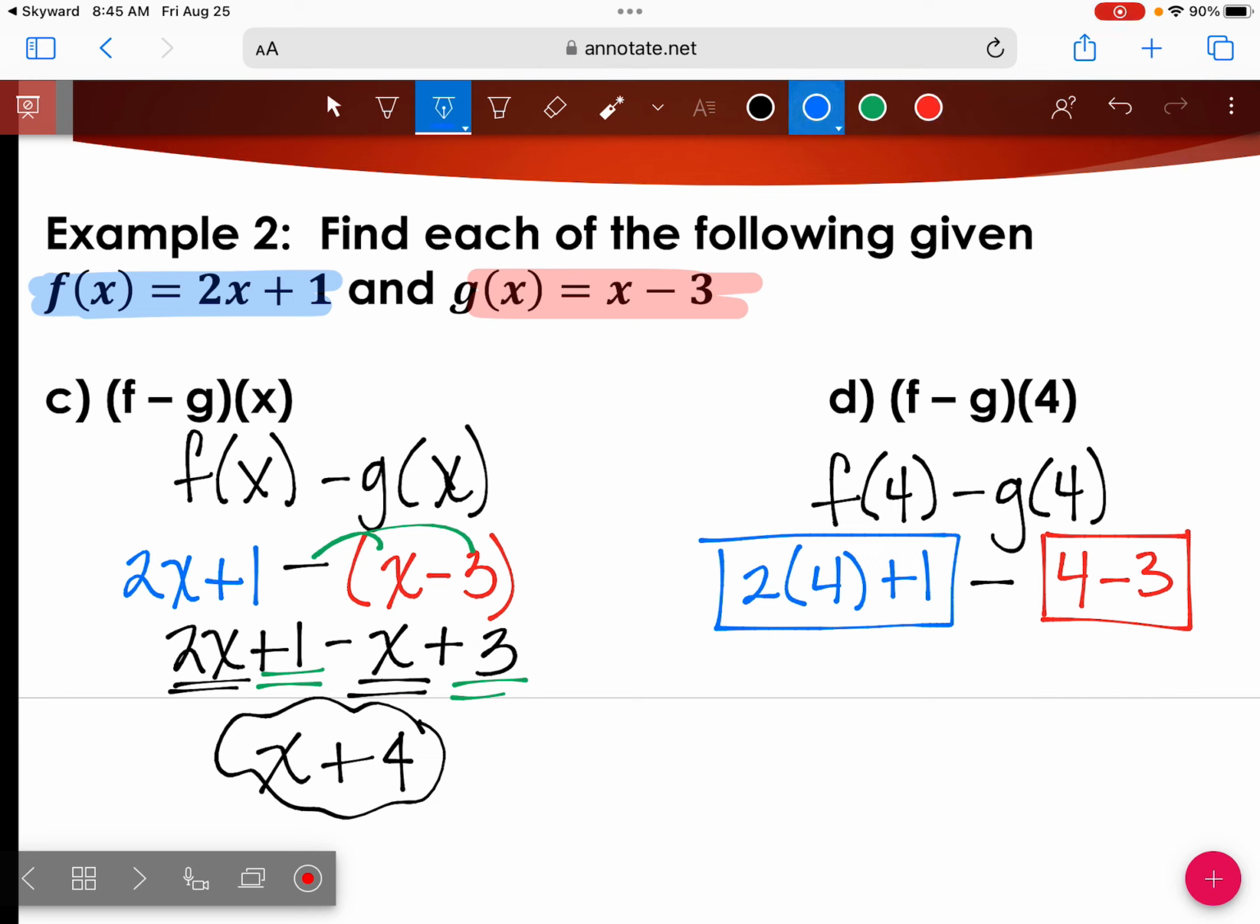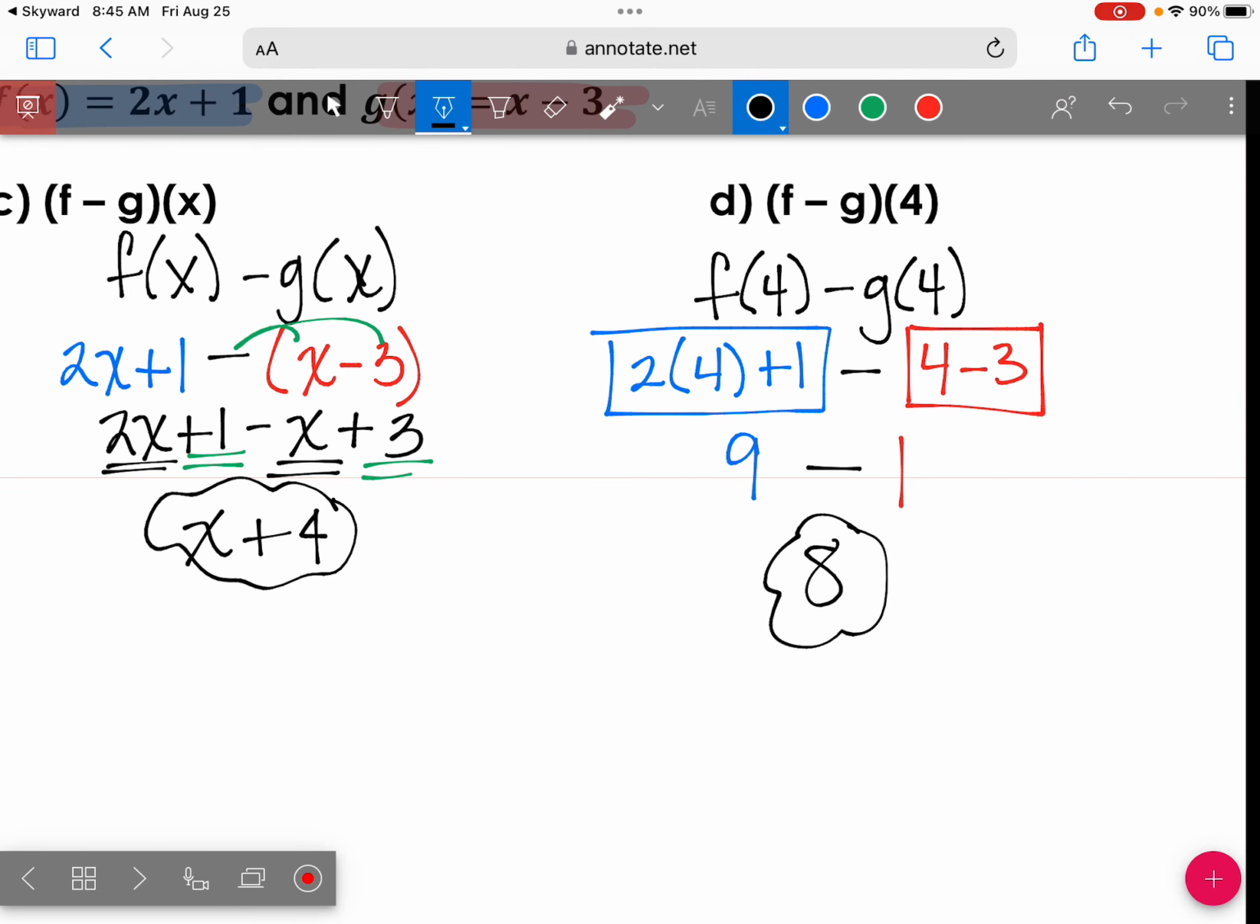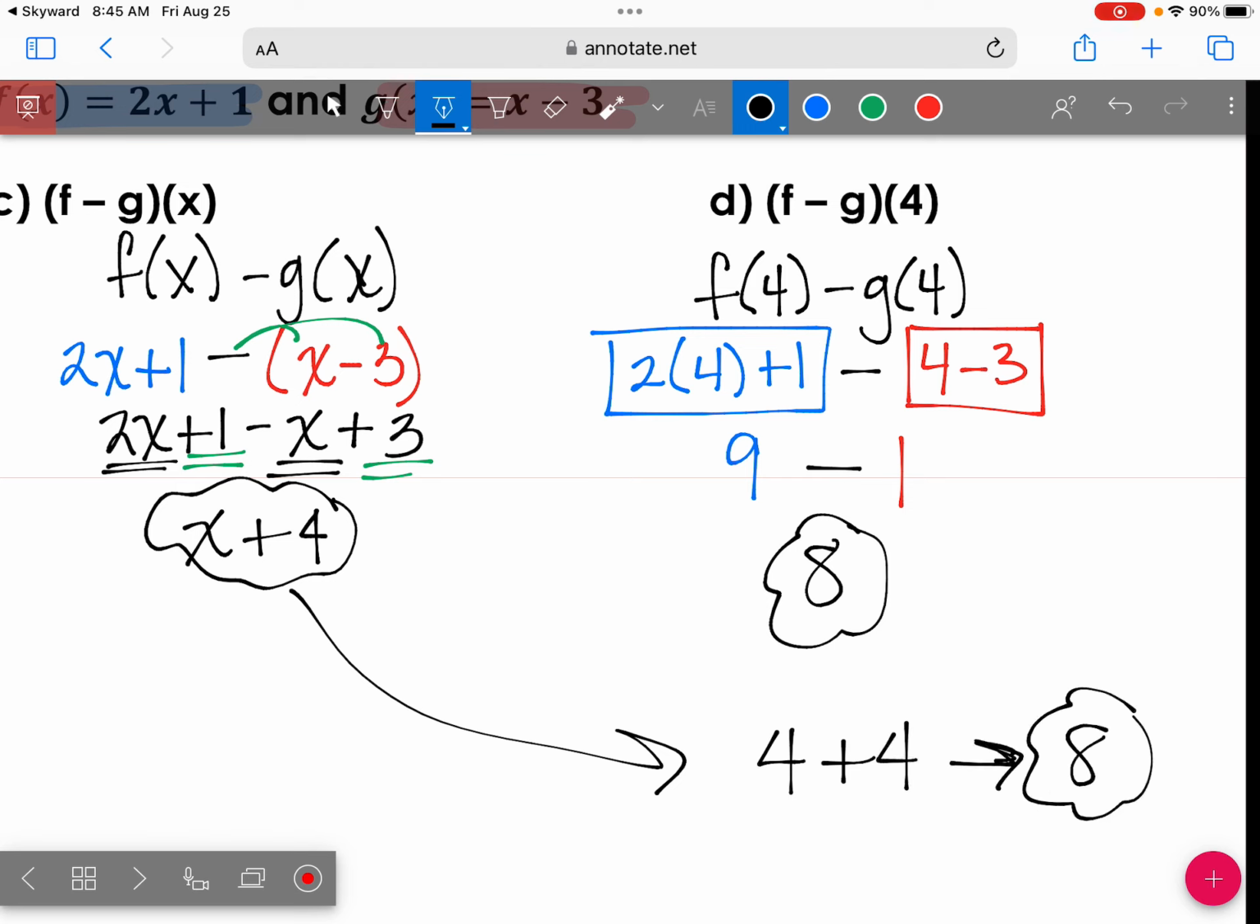So this first one would be 9 minus 1, which is 8. And that's what we would get if I use this function and I put my 4 in. I would get 4 plus 4, which is also 8. So 2 different ways to get the 8. And on the test, I don't care which way you do it.